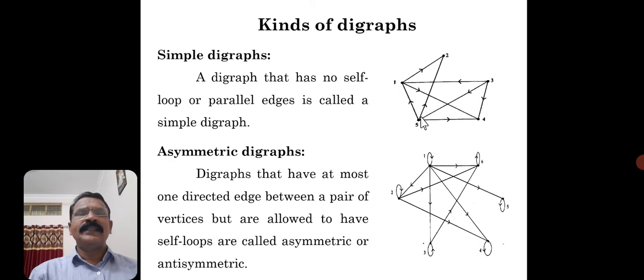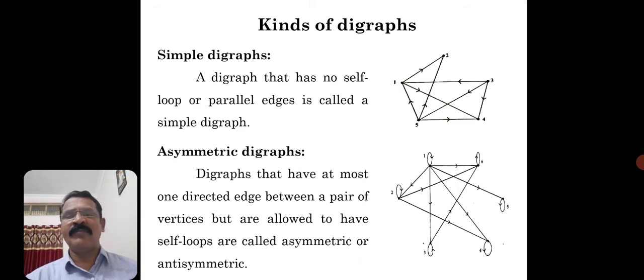Now we will see simple digraphs. What's the difference between those graphs? We will see one by one. What is the simple digraph? A digraph that has no self loop or parallel edges is called a simple digraph. There also, in case of simple graphs, or you can say graph without multiple edges, loops, that graph was considered as a simple graph. Here also, a digraph that has no self loop or parallel edges is called a simple digraph.